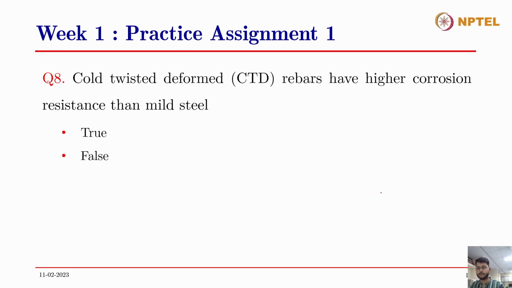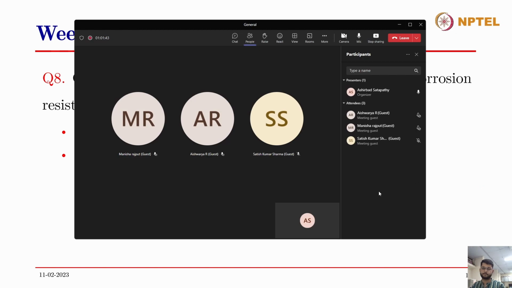The eighth question was: cold twisted deformed or CTD rebars have higher corrosion resistance than mild steel. True or false? Yes, somebody wants to answer that question? Cold twisted deformed CTD rebars have higher corrosion resistance than mild steel. Is it true or false? It's false.